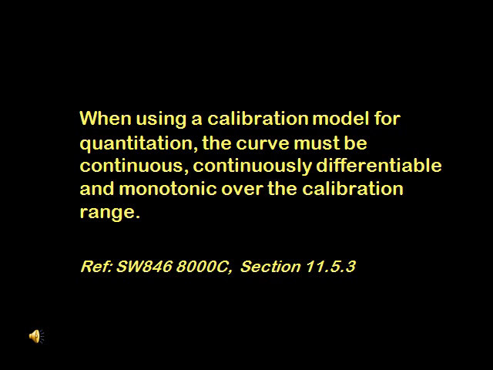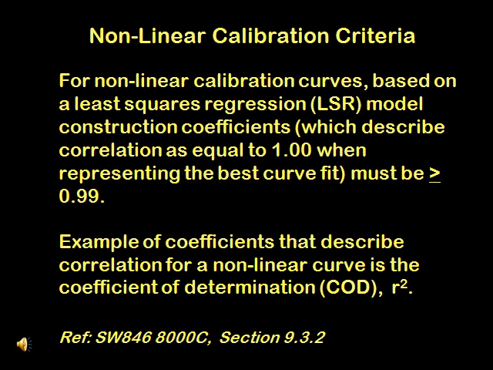According to 8000C, additional criteria that need to be met for a nonlinear curve are: 1. A curve must be continuous. A curve is considered continuous when it has no breaks in the function and has consecutive numerical values along the function, whether increasing or decreasing. 2. The model must also be continuously differentiable and monotonic, such that it results in a unique number for the unknown.